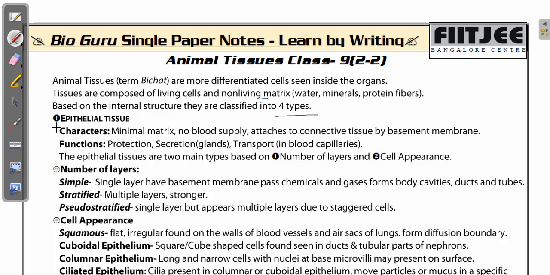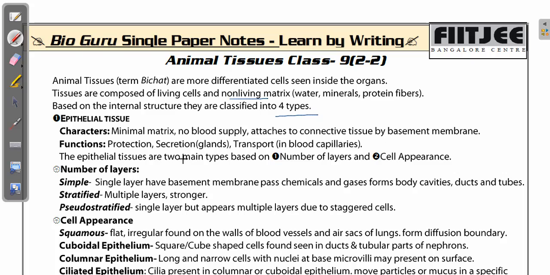The first tissue we're going to learn about is the epithelial tissue. Epithelial tissue has minimal matrix and there is no blood supply to it, and mostly it attaches to the connective tissues with the help of the basement membrane. Its functions are protection, secretion when they overlie the glands, and transport when they can be seen in the blood capillaries.